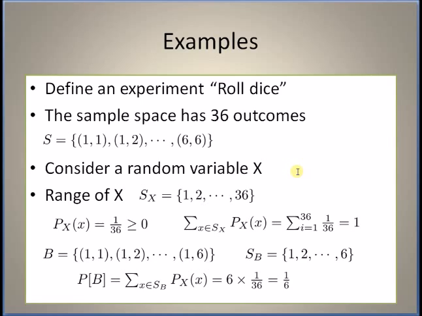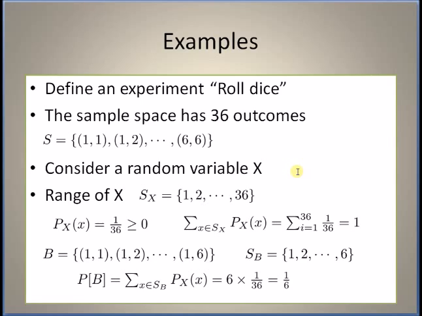The second property is the total probability of the range: the sum of the probability mass function over the whole range, that is Sx, is equal to the summation of 1 by 36, 36 times. That is equal to 1. So this is the second property.